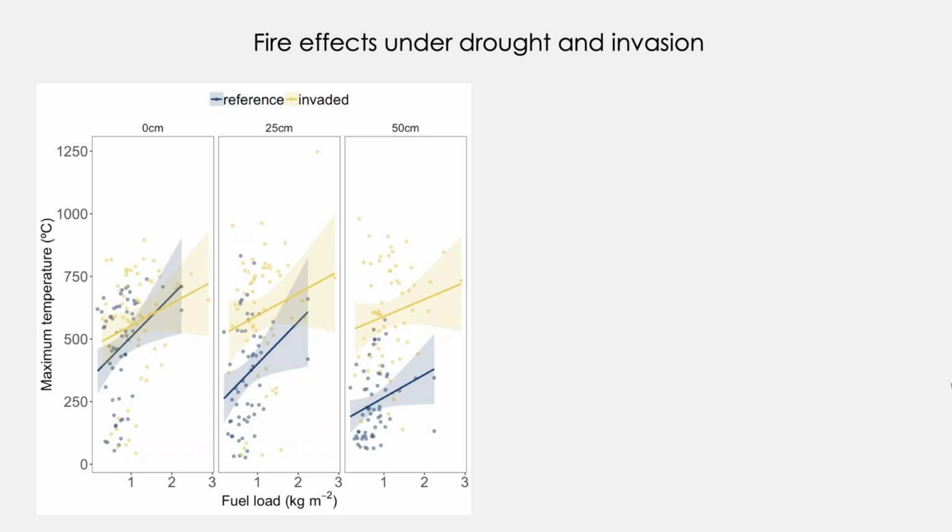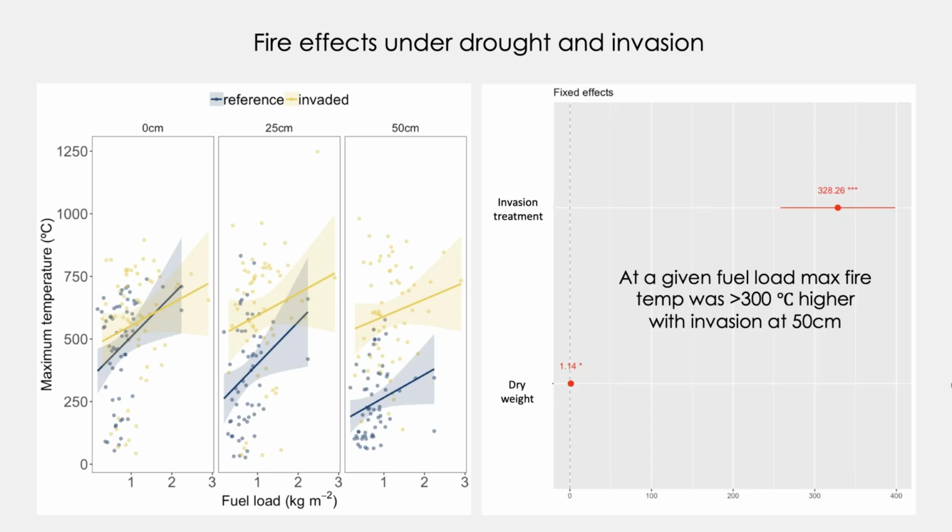And at 50 centimeters in particular, at any given fuel load, maximum fire temperature was over 300 degrees higher with invasion. And so we think that the fires are more intense due to the differences in fuel structure, not necessarily fuel abundance, or not only fuel abundance.